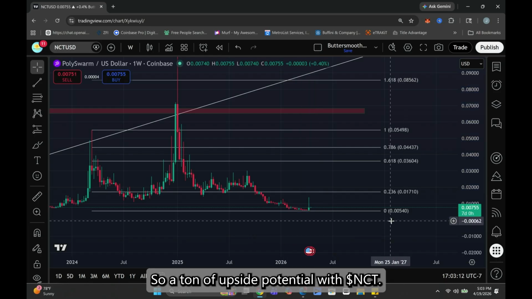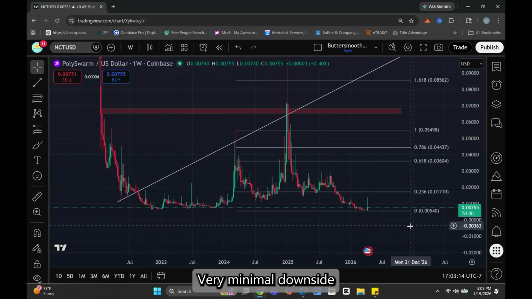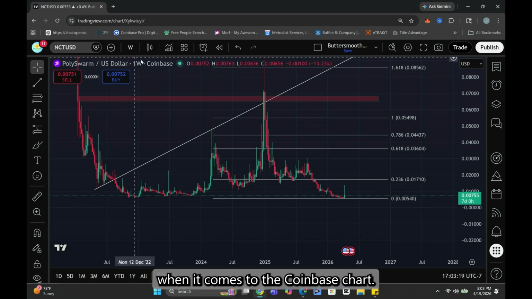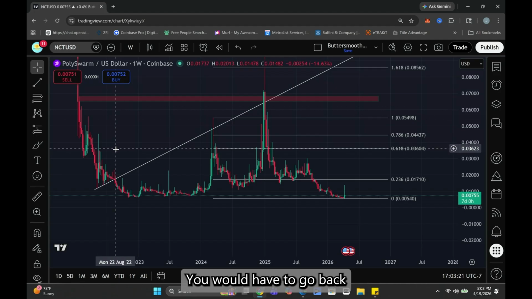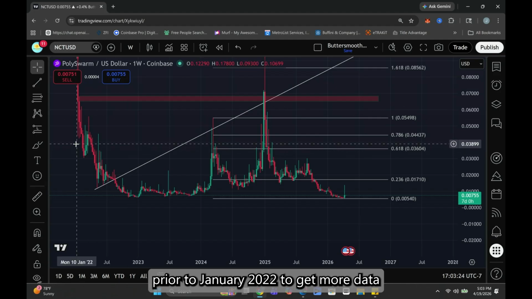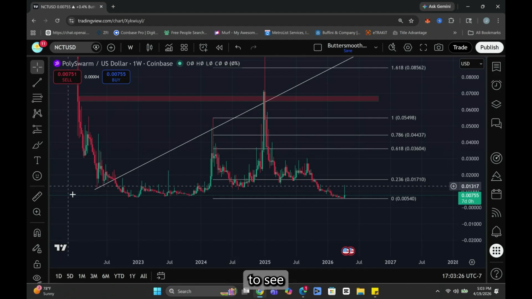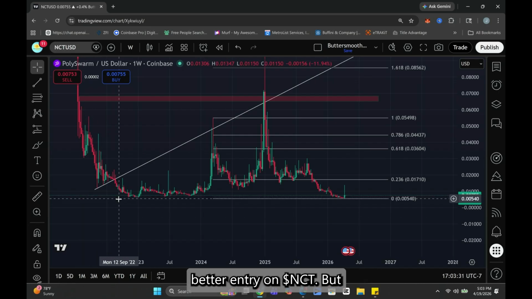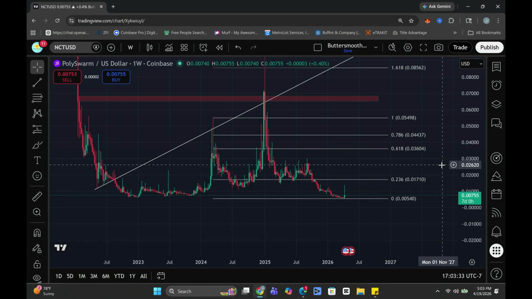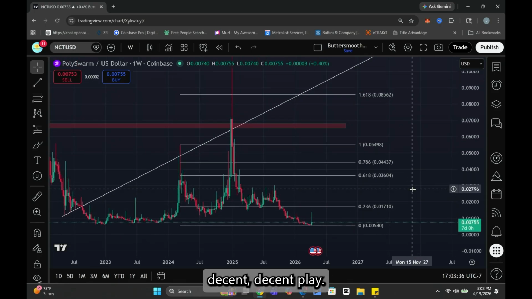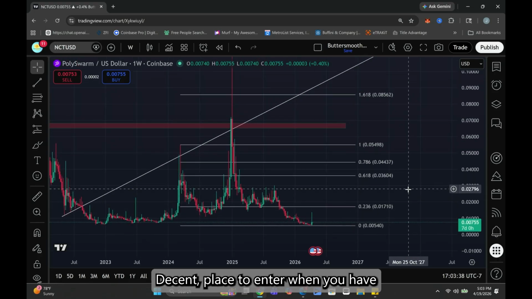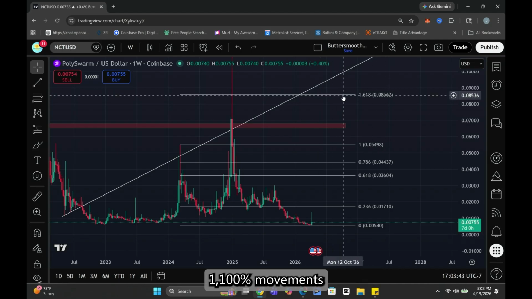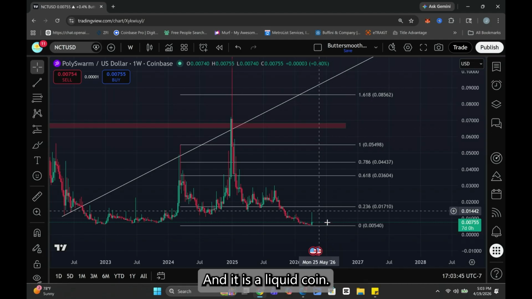So a ton of upside potential with NCT, very minimal downside potential with NCT, not financial advice. When it comes to the Coinbase chart, you would have to go back prior to January 2022 to get more data to see where you could catch the falling knife if you potentially wanted a better entry on NCT. But to me, it seems like a decent play, decent place to enter when you have 1,100% movements to the upside on the table. And it is a liquid coin.